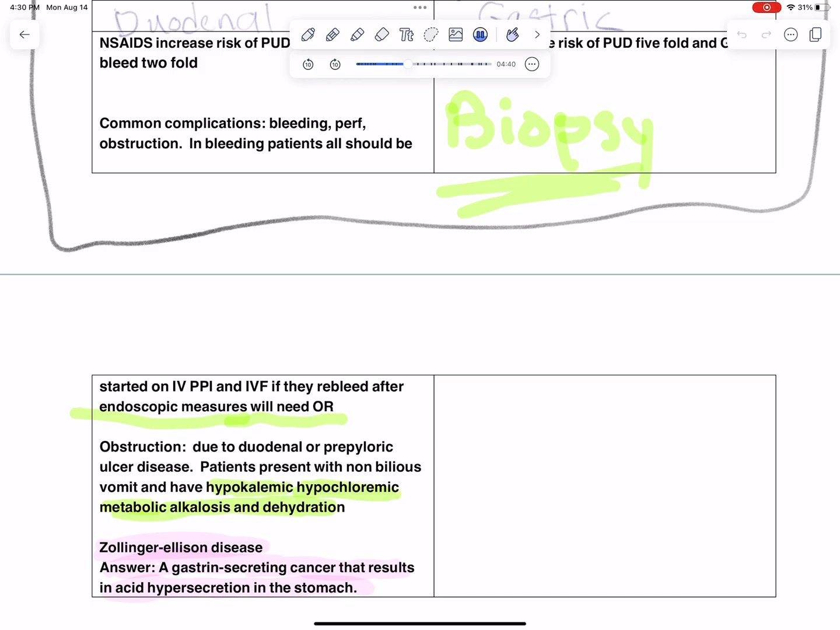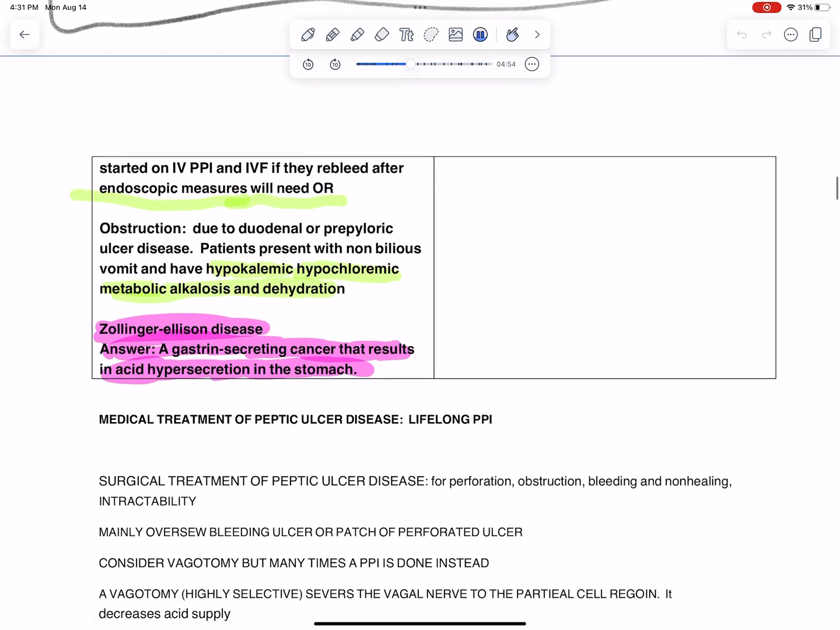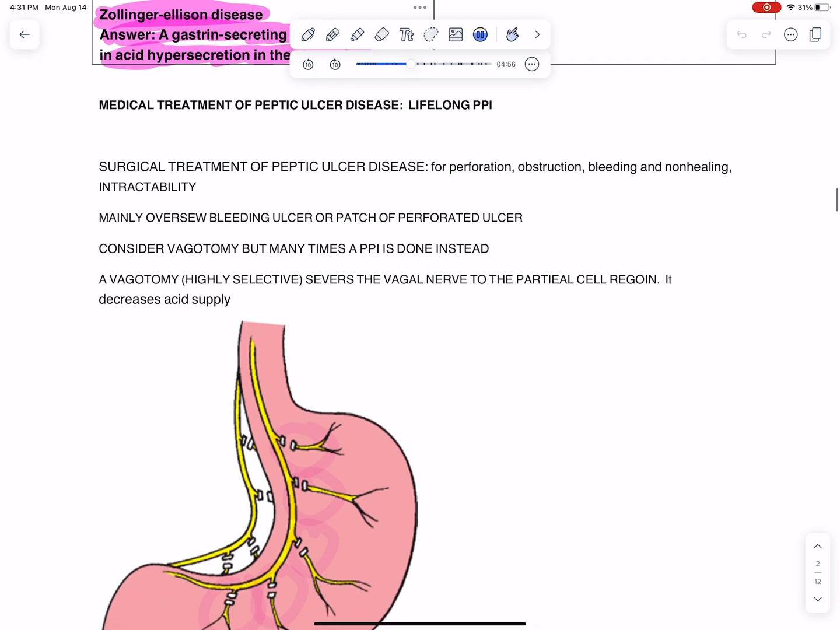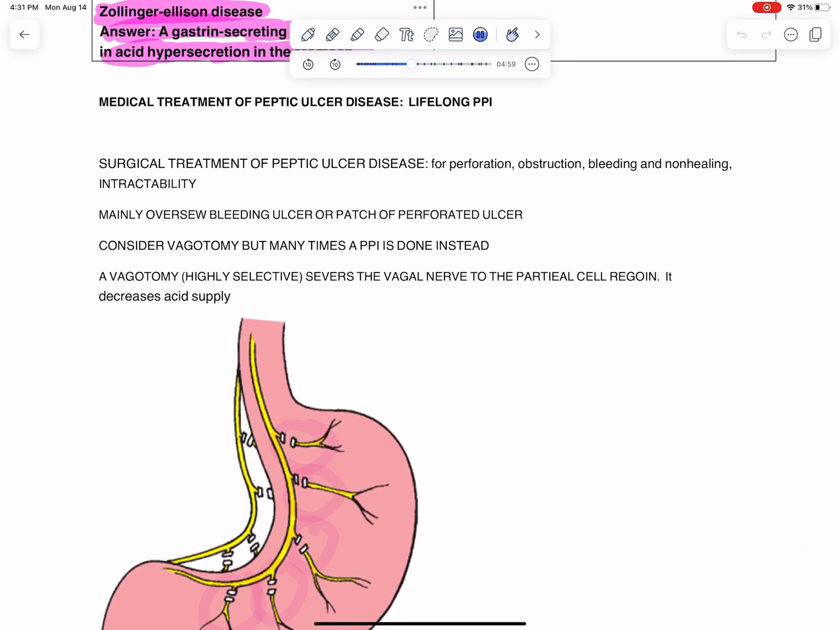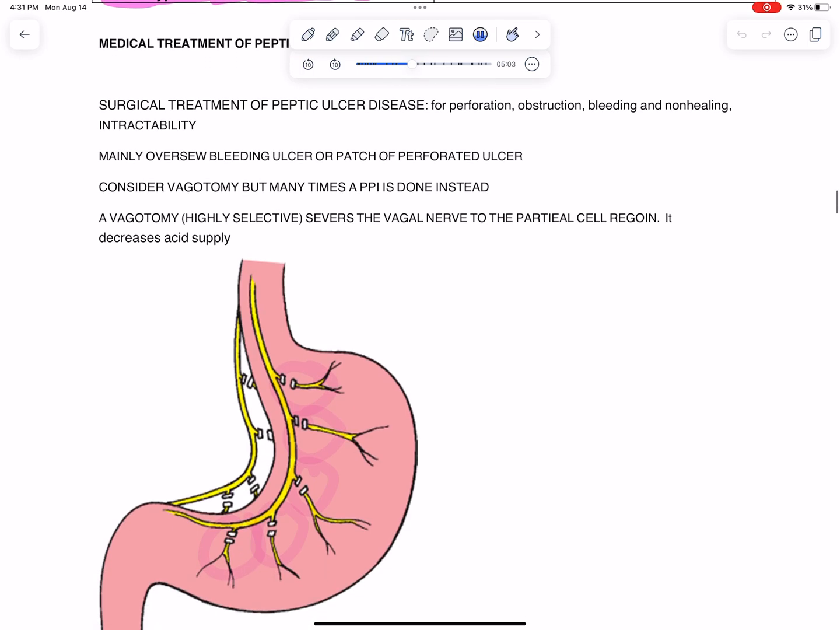Here's another one that I want you to remember, is Zollinger-Ellison disease. It is a gastrin-secreting cancer that results in acid hypersecretion in the stomach. The medical treatment of peptic ulcer disease is lifelong PPIs. The surgical treatment of peptic ulcer disease for perforation, obstruction, bleeding, and intractability, or basically non-healing, is the reason that we do surgery.